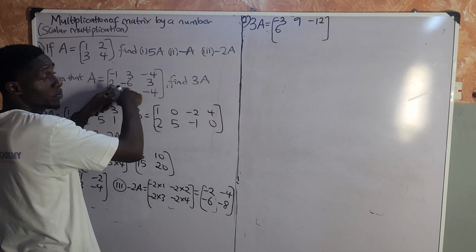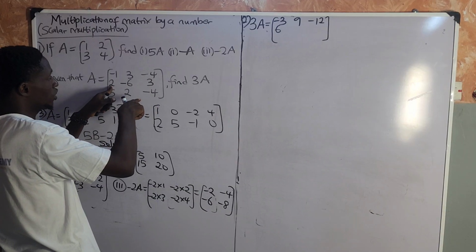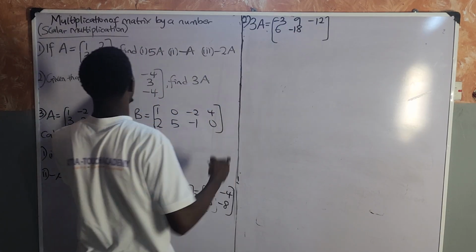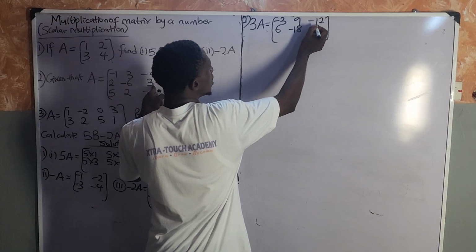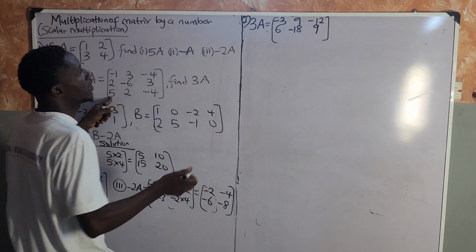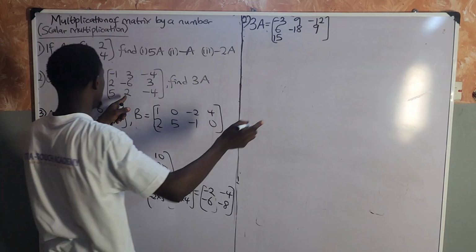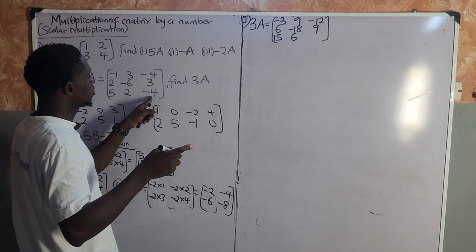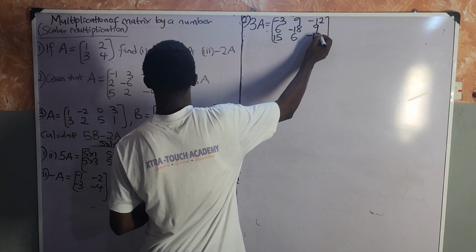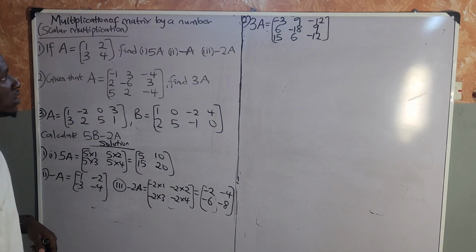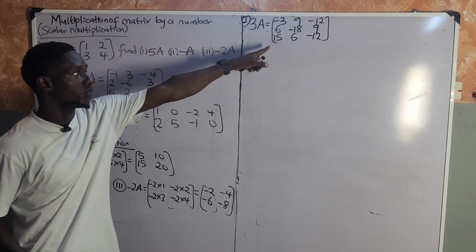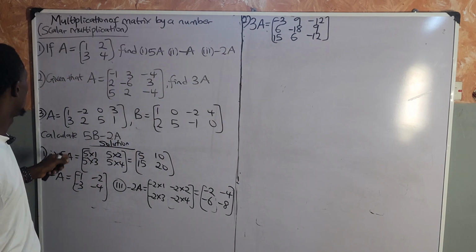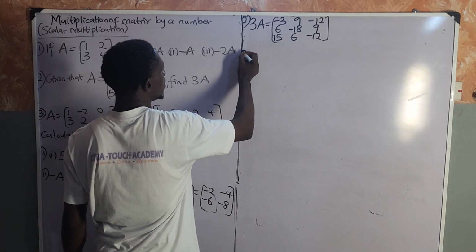Remember, we're using 3 to multiply each of the elements there, each of the numbers. 3 times minus 6, minus 18. 3 times 3, 9. 3 times 5, 15. 3 times 2, 6. 3 times minus 4, minus 12. So you can see that the answer here is this. We have used this scalar, which is 3, to multiply all the elements there. We'll go to the number 3 question.